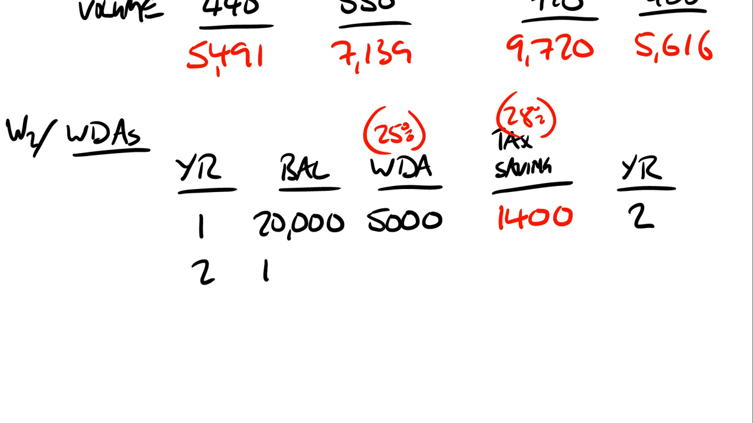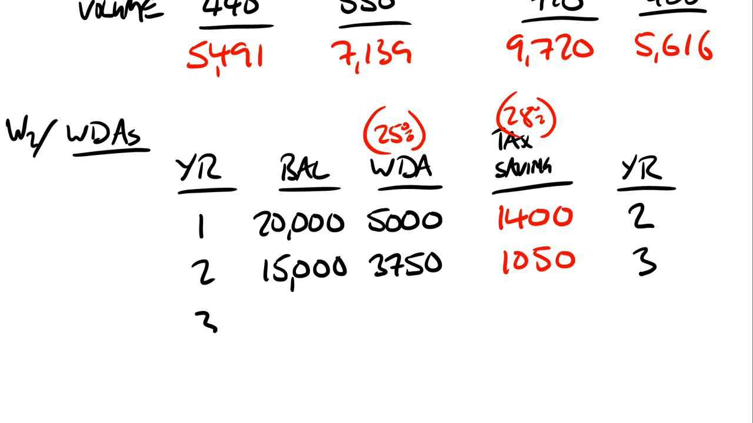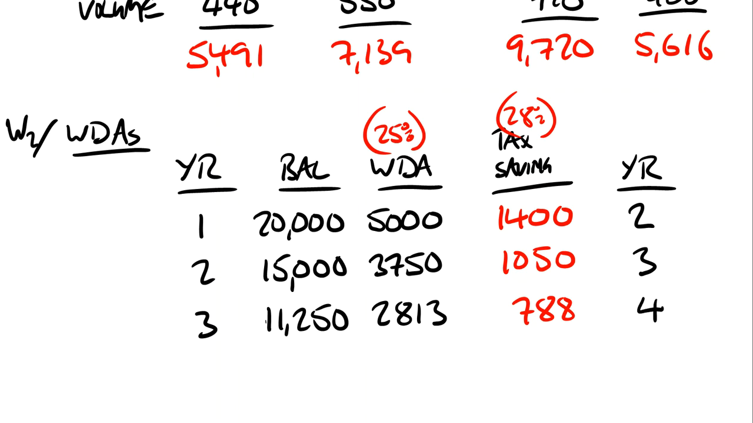Year 2, that leaves us with a balance of 15 million at 25%, 3,750, giving us a tax saving at 28% of 1,050. That's going to come in year 3. Year 3, then we have 11,250. At 25%, then 2,813. 28% of that is 788. And that's going to come in year 4.